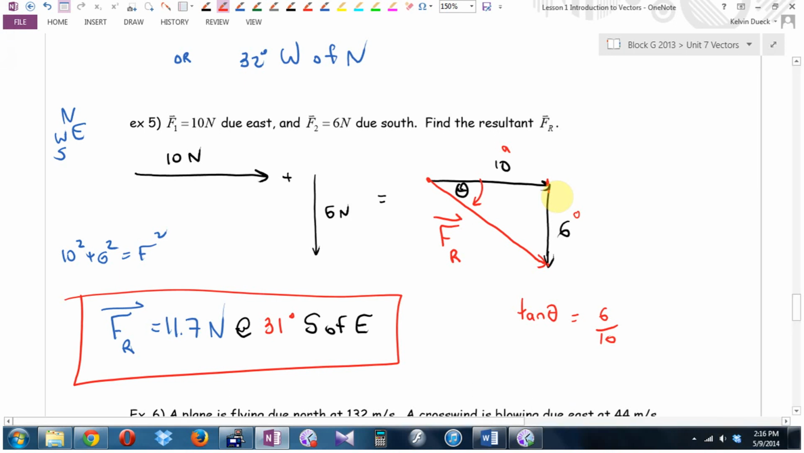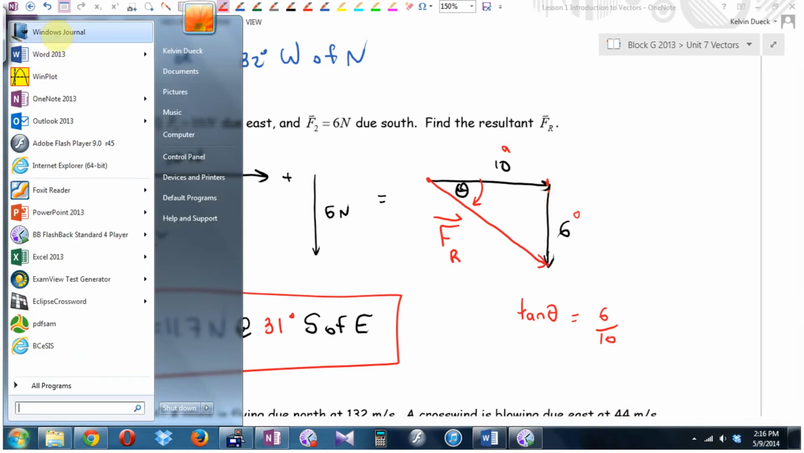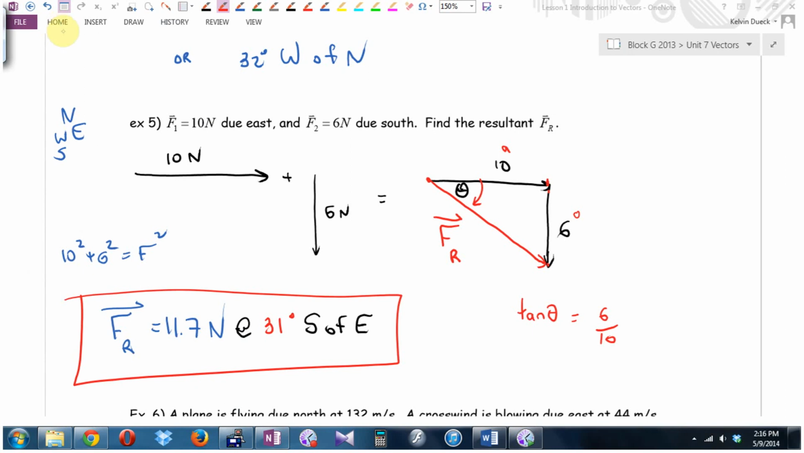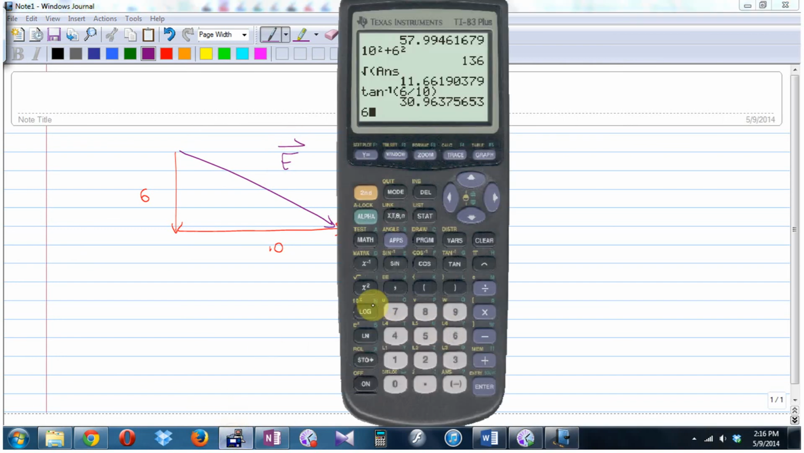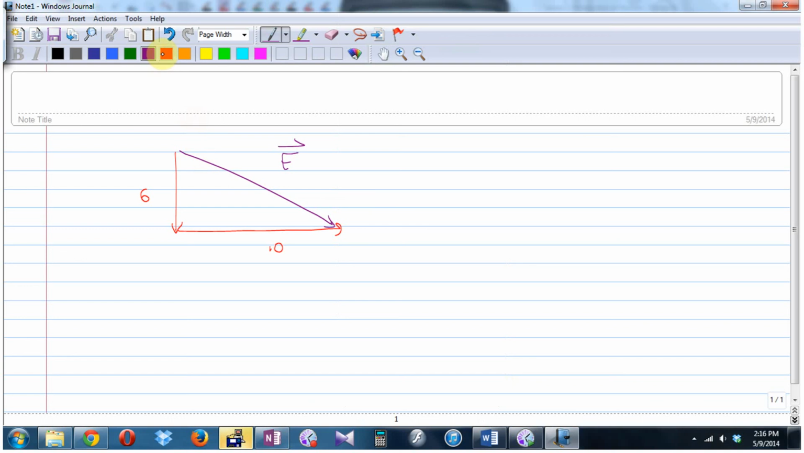Put your pencils down, look up. I could have drawn the 6 first and then the 10. I would get this. 6, 10. When I do Pythagoras, I'll get the square root of 6 squared plus 10 squared. Is that the same magnitude as we had before? So that doesn't change.